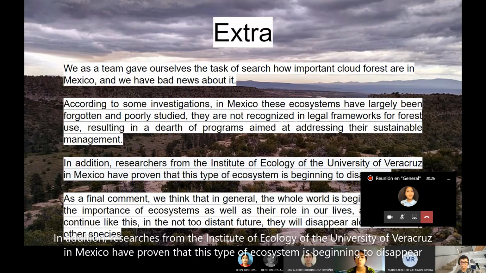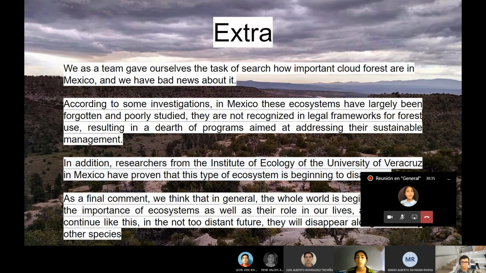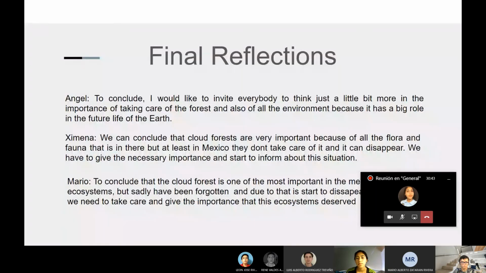In addition, researchers from the Institute of Ecology of the University of Veracruz in Mexico have proven that this type of ecosystem is beginning to disappear. As a final comment, we think that in general the whole world is beginning to forget the importance of these ecosystems. Well, to conclude, I would like to invite everybody to think a little bit more about the importance of taking care of the forest and also of all the environment because it has a big role in the future life of the earth.